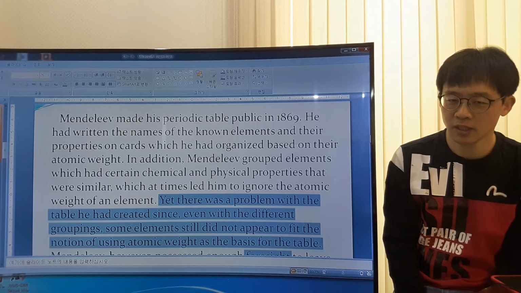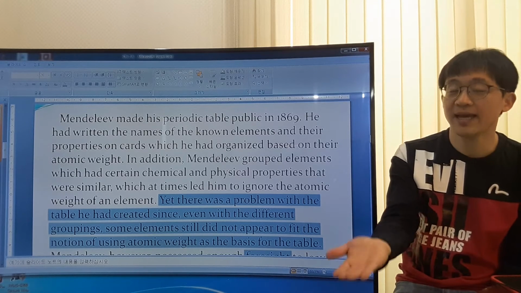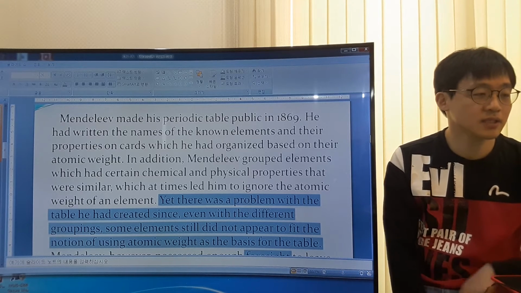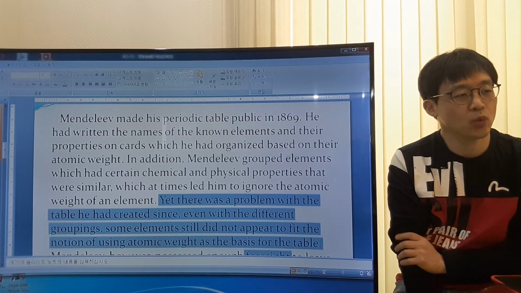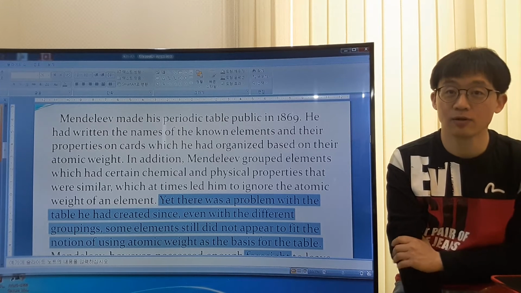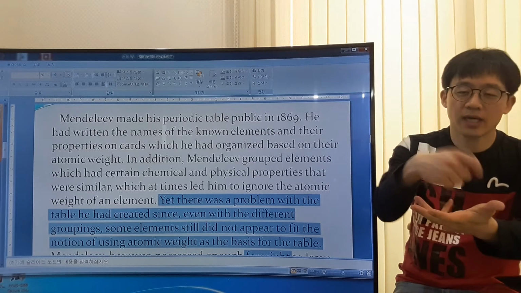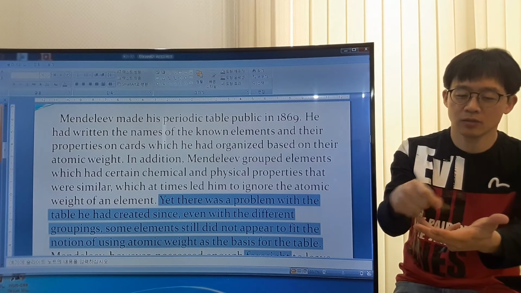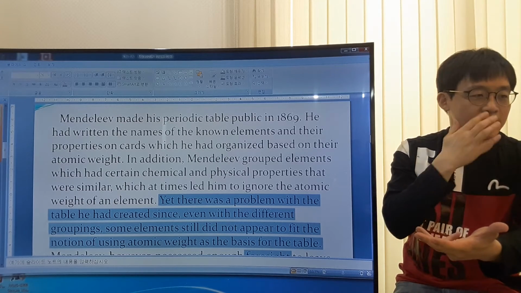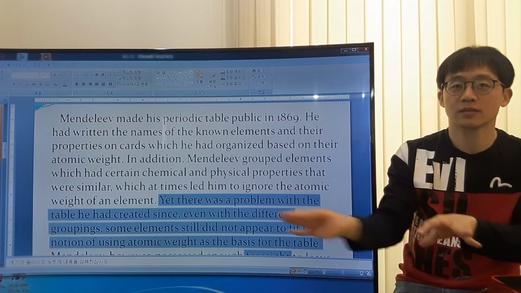What's a property? Property, the basic meaning is what somebody has, or what something has. But in this case, it's the way that something behaves in a certain condition, the characteristic of it. You understand? So he wrote down the properties on cards with the name of the element, right? And he organized this based on weight.